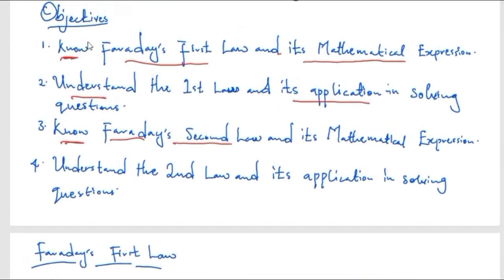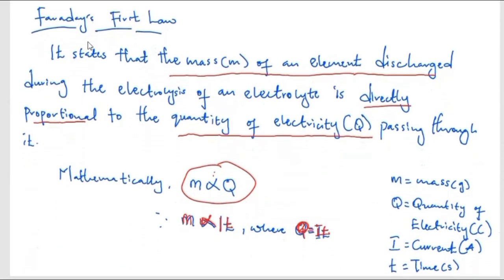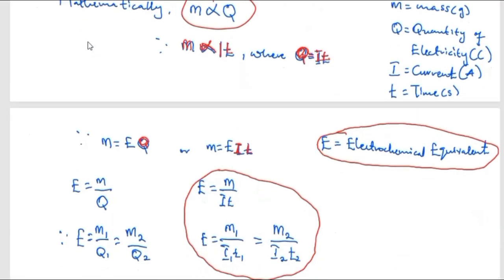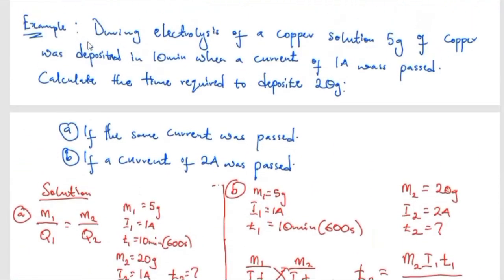Welcome back. So looking at Faraday's law of electrolysis, we have seen the first law and its application. What did we say the first law is? We say the mass of an element deposited is directly proportional to the quantity of electricity. So those are the 3 keywords in this law. It states that the mass of an element discharged is directly proportional to the quantity of electricity, and this is the mathematical expression: M is directly proportional to Q. Then we solve the equation.